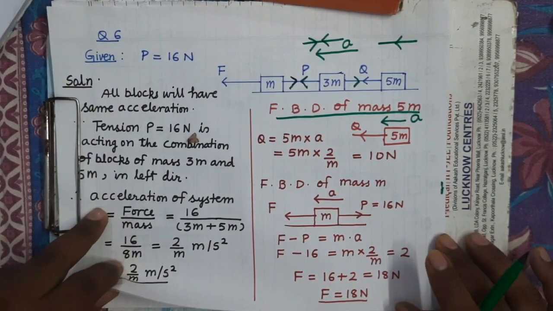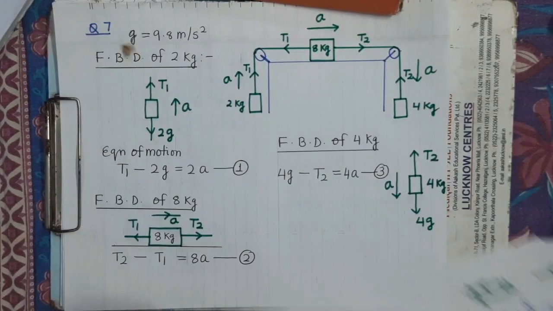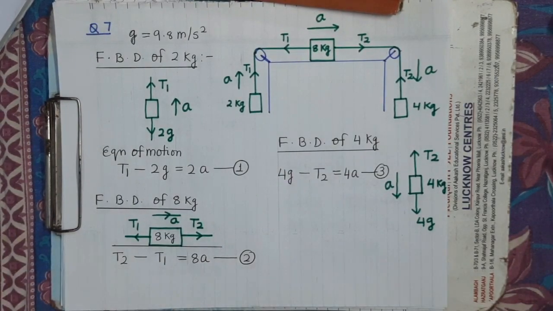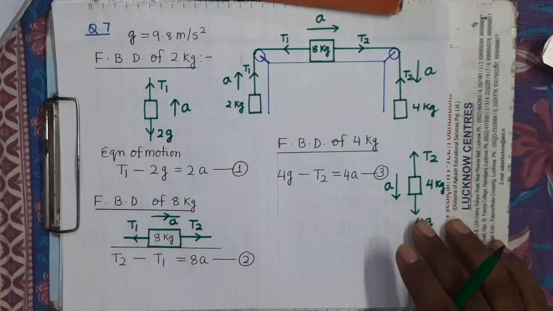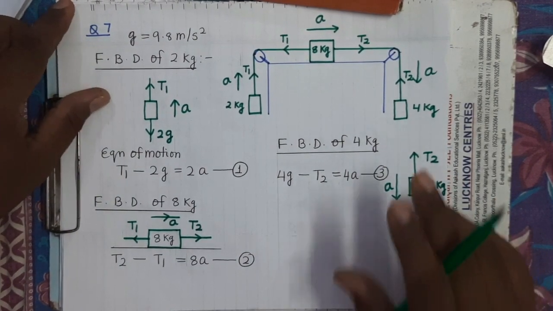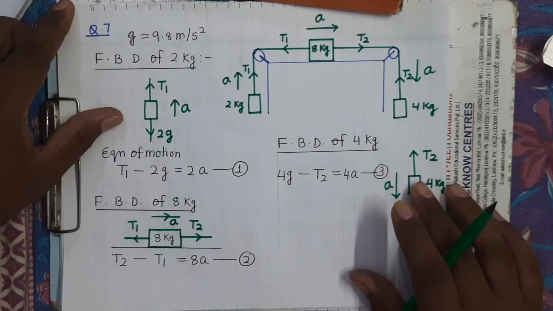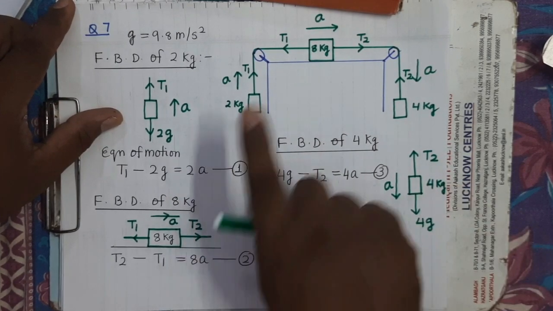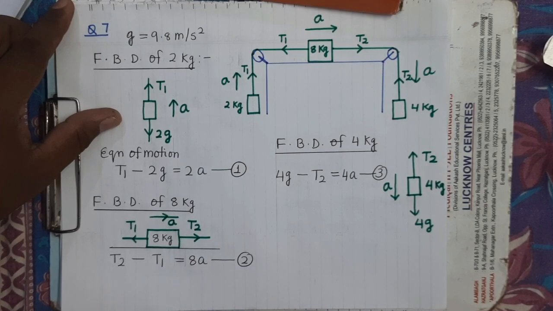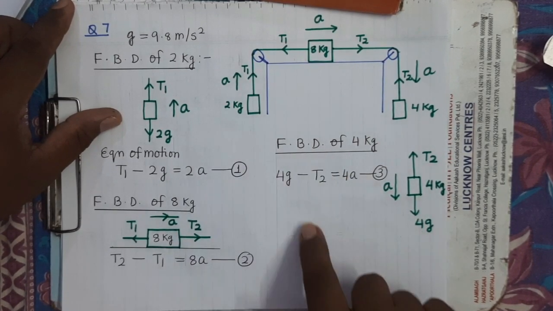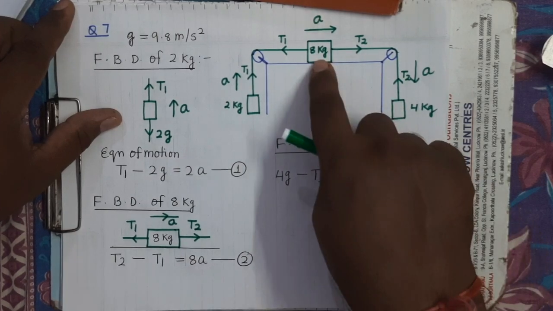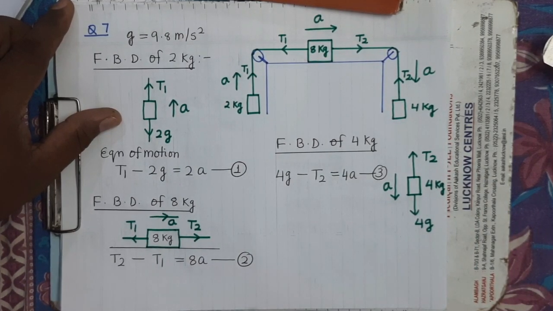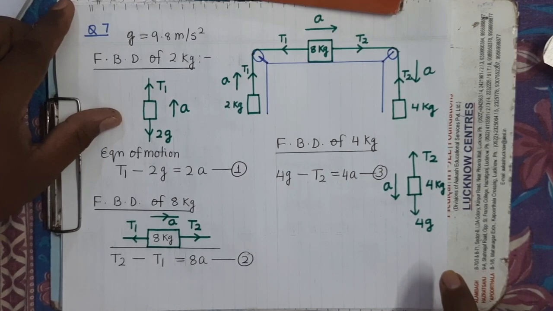Now see the next question, question number 7. Determine in the given diagram the acceleration A of the system. Acceleration A of the system we have to determine. This is the system of 3 blocks in which 2 are hanging and 1 is placed on the frictionless table, and we also have to find the tension T1 and T2 in the string.